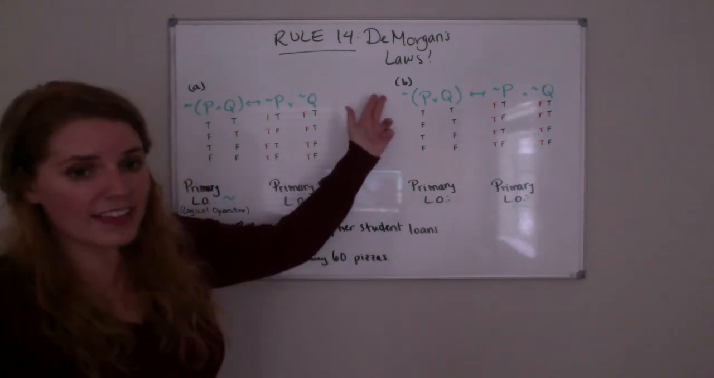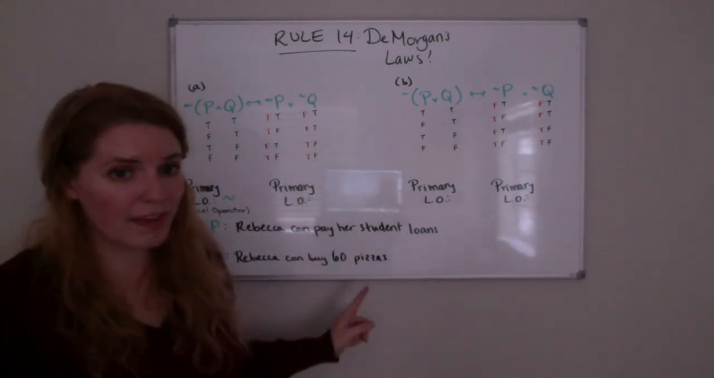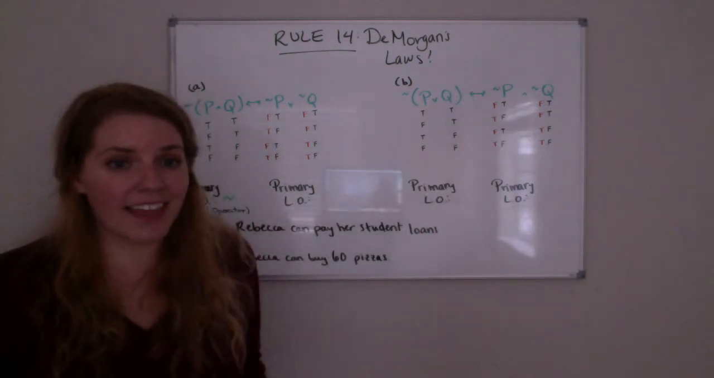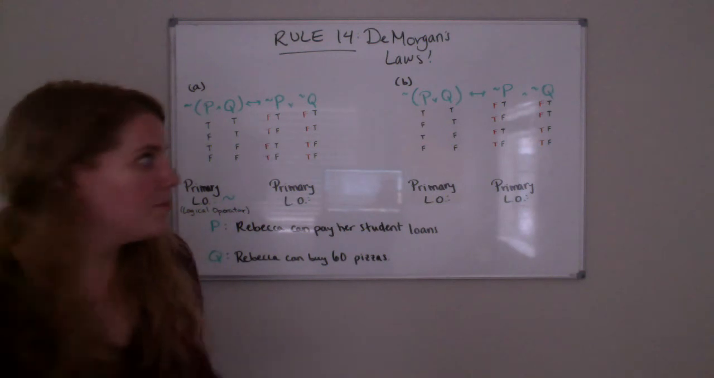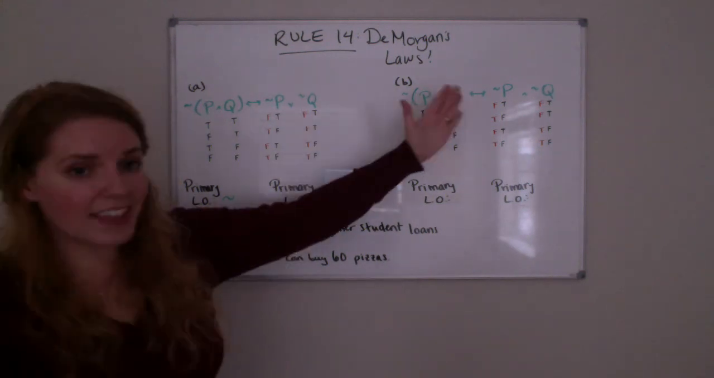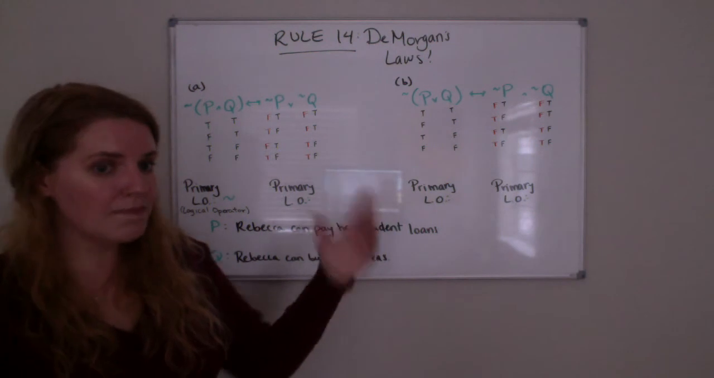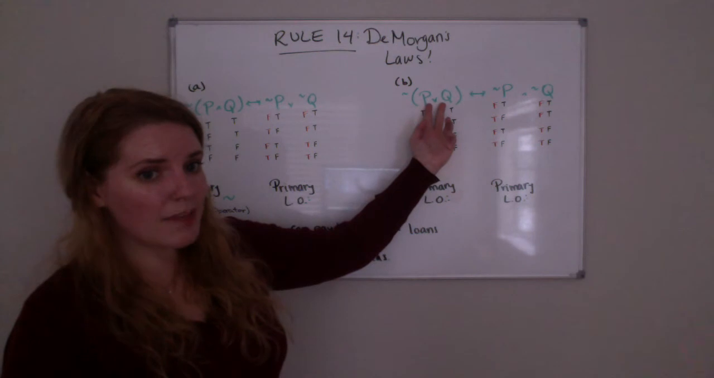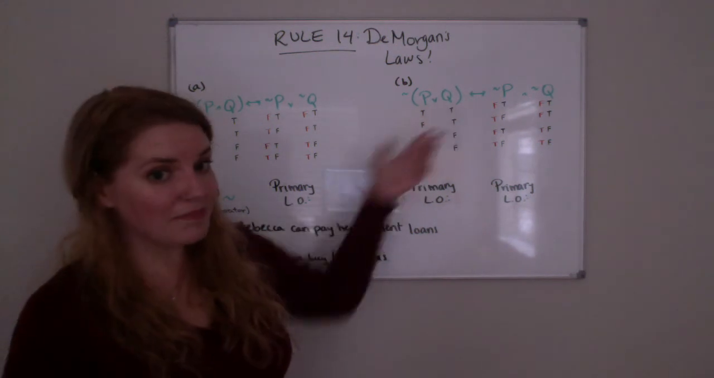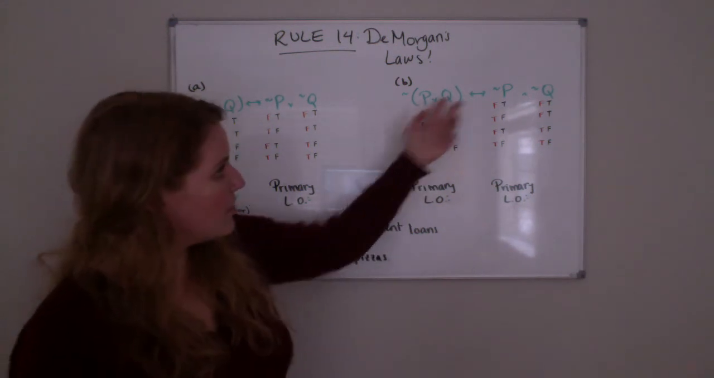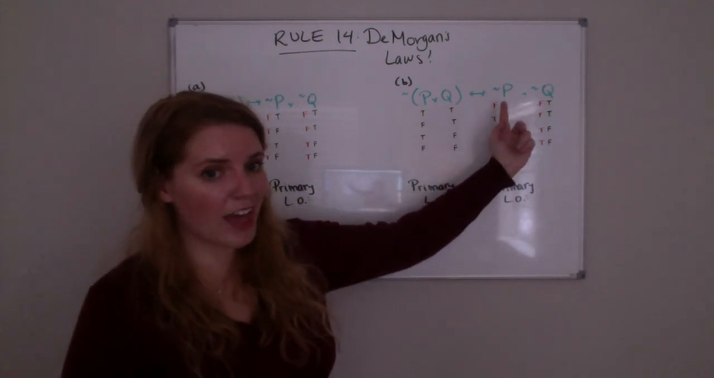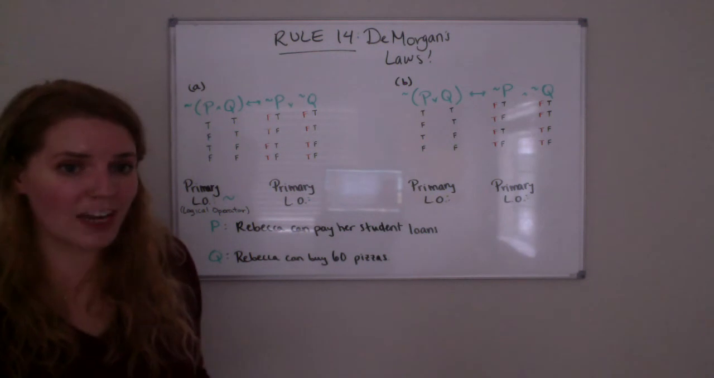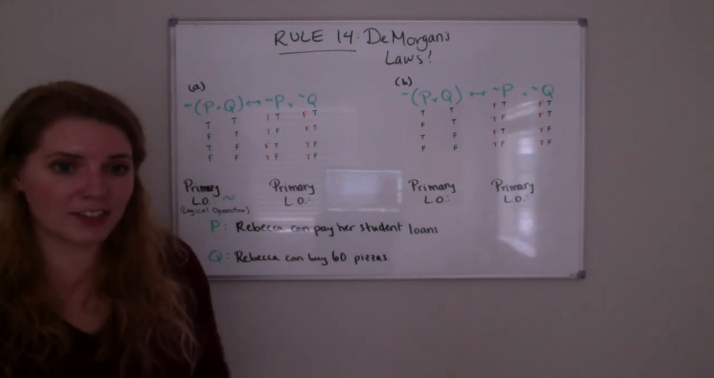So if it's not the case that I could pay my student loans or buy 60 pizzas, that means that I can't pay my student loans and I can't buy 60 pizzas. Again, this is hopefully hypothetical, but hopefully we can see again how these two things are logically equivalent. If it's not the case that P or Q, that means that neither P nor Q can be true. So if neither P nor Q can be true, then we know that this claim, not P and not Q, is true. Okay, so we have an example. We've thought about this conceptually. Now let's fill in our truth tables.